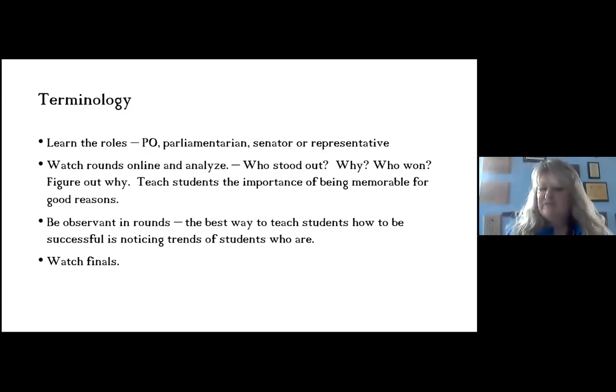Be observant. The best way to teach students how to be successful is to notice the trends of the students who are successful. So I encourage you to not only send them into round, but also to go watch and analyze, even if you aren't judging. Although if you want to go watch a round, I almost guarantee you will be able to judge, unless you have kids in every room, because it is hard to find Congress judges. But be observant in those rounds and really think about what the really successful students are doing.